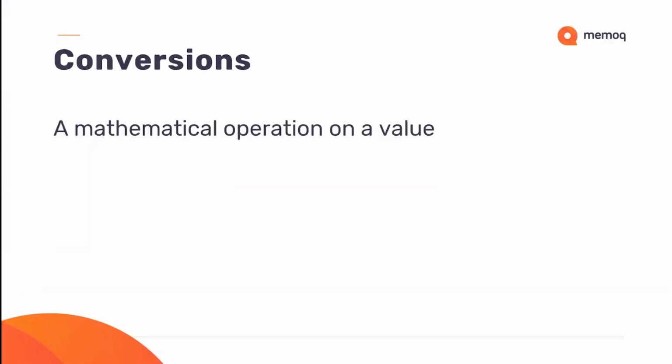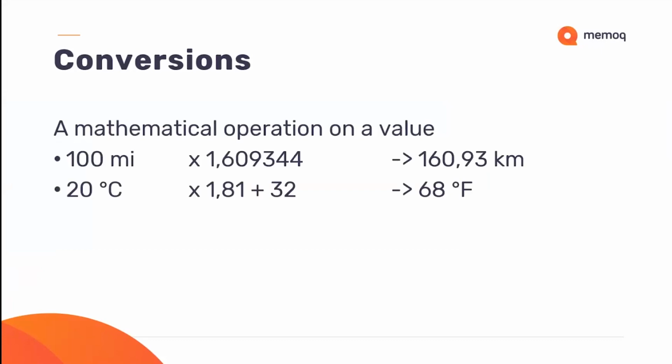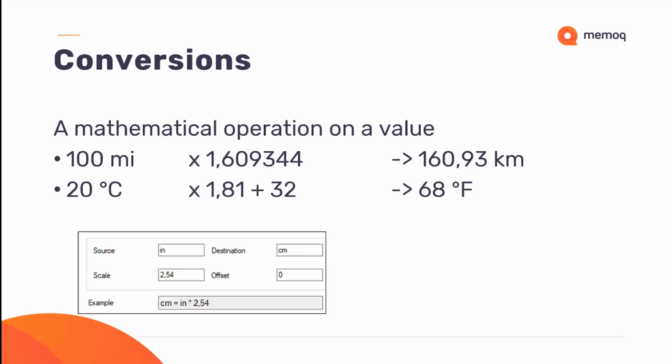So conversions mean that you have a value that needs some kind of mathematical operation. So you might want to calculate miles into kilometers, or degree centigrade into degree Fahrenheit, inches into centimeters, things like that. For that, memoQ has in the auto-translation rules a separate tab where you can then add the information how the calculation needs to go. It's not very complex, so it's just very simple things, but it can be useful for quite a lot of instances.